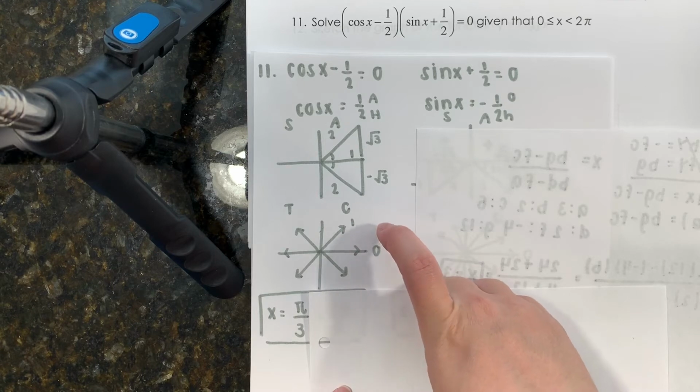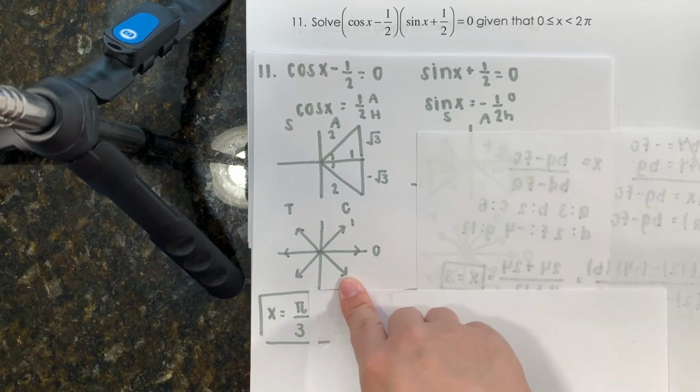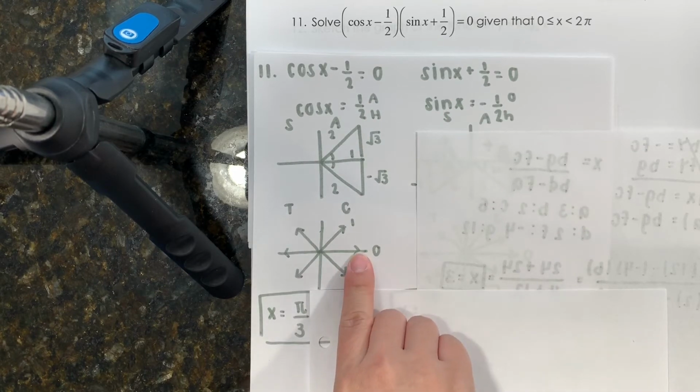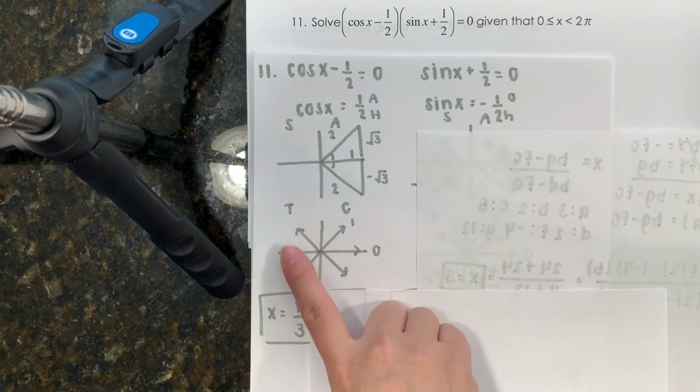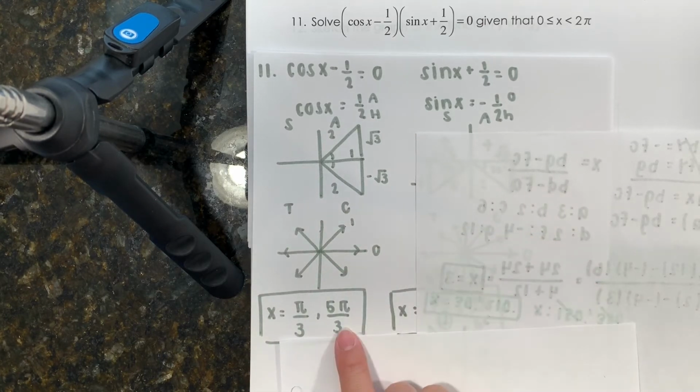It's going to be pi over 3. Now for the second one is in quadrant 4, so I actually have to count all the way around. So I'd start at 0. This would be 1, 2, 3, 4, 5. So my second answer would be 5 pi over 3.